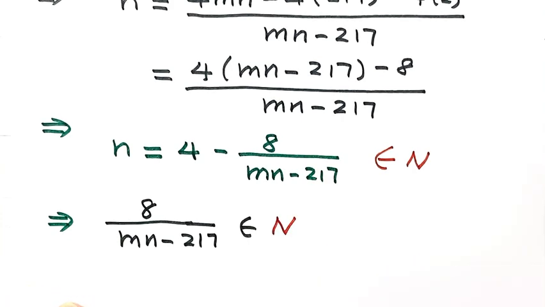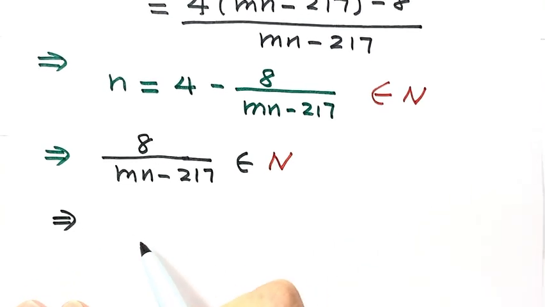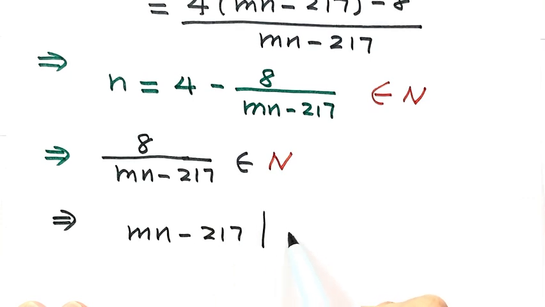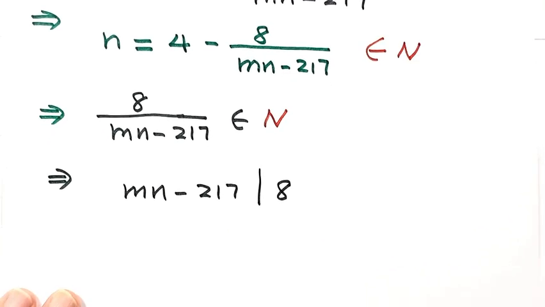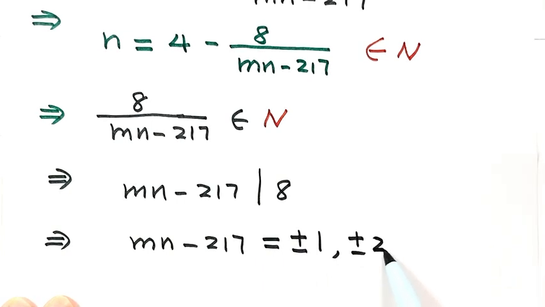So this means mn minus 217 divides 8. So this means mn minus 217 must be a factor of 8. Then what are the factors of 8? They are positive or negative 1, positive or negative 2, positive or negative 4, positive or negative 8.